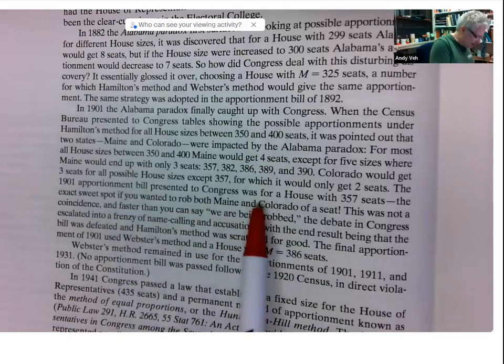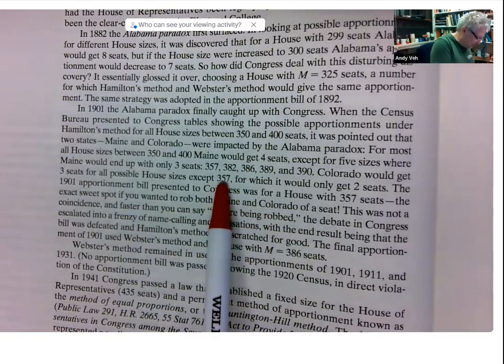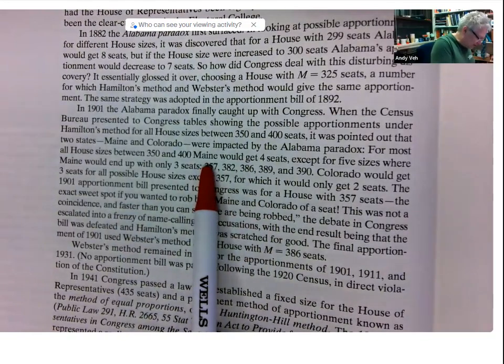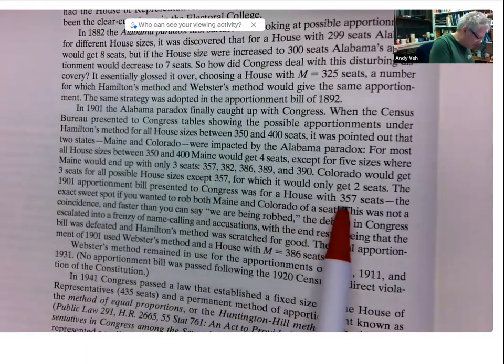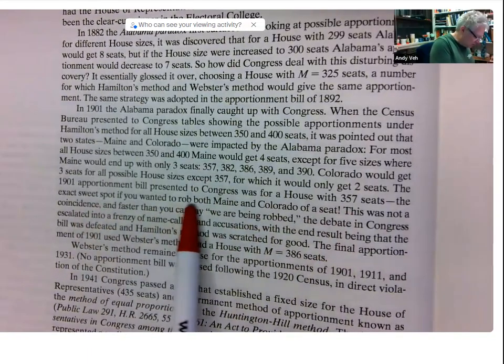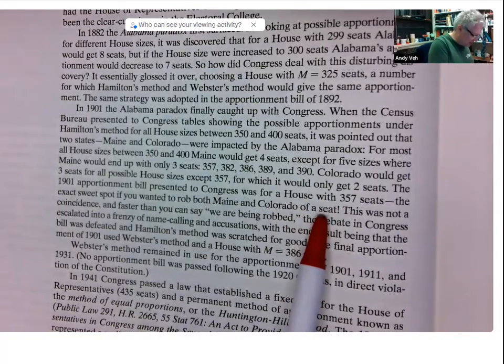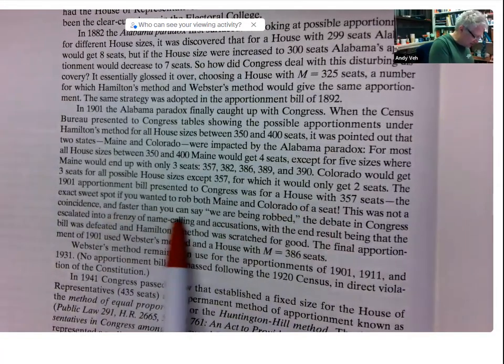And then they took the sweet spot here, 357, which impacted both of them. That's what they're saying here. Exact sweet spot if you wanted to rob both Maine and Colorado of a seat. That was not a coincidence, and faster than you can see, we're being robbed.